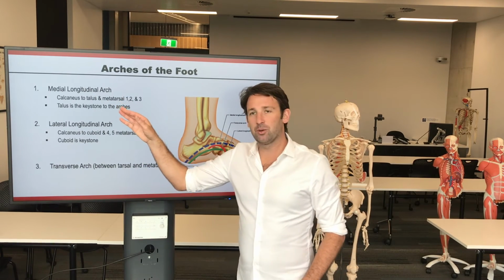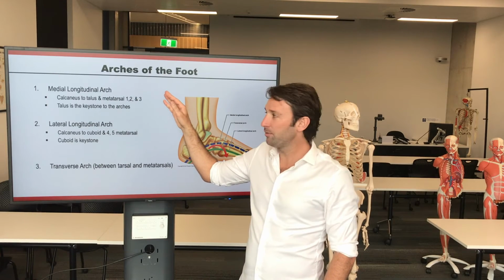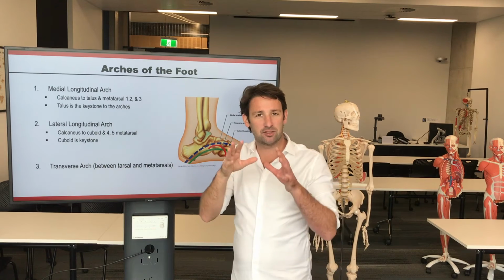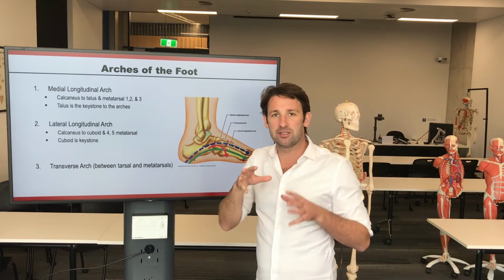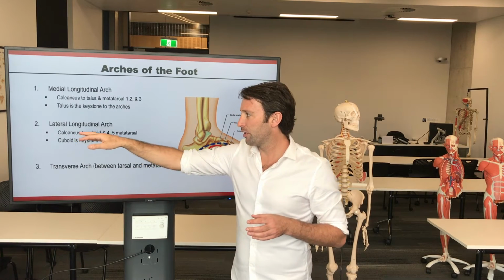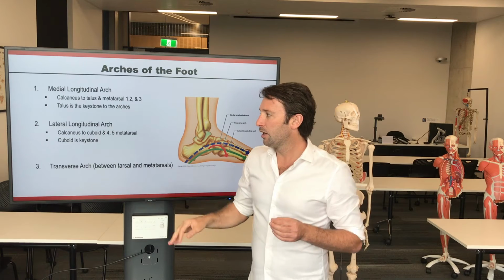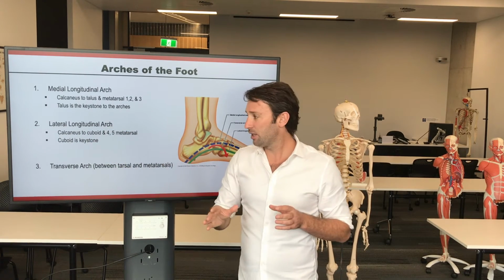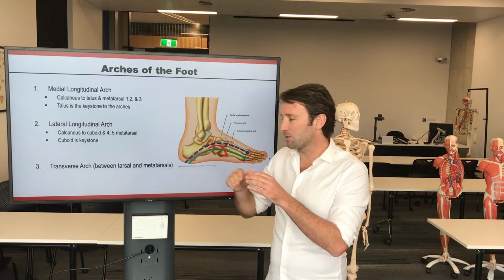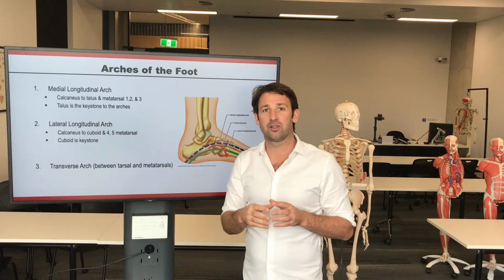So the medial longitudinal arch connects calcaneus to talus and metatarsals 1, 2, and 3. And we use this language like talus is the keystone to this arch. And I'll describe what a keystone is in more detail using a picture. The lateral longitudinal arch goes from the calcaneus to the cuboid, metatarsals 4 and 5, with the cuboid being the keystone for this arch. And then the transverse arch crosses the junction between tarsals and metatarsals, and there's no keystone for this arch. Let's have a closer look at those in our book.